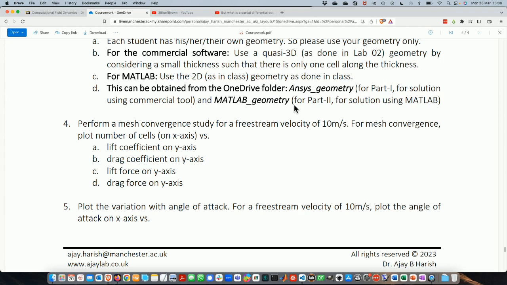So again, the bottleneck here is that the clusters are most of the time occupied with courses and stuff. So you might want to use it when it's available to make sure that you have access to the software. That is the reason the coursework is released this early, so that there's sufficient time for everyone to get access to the computers.